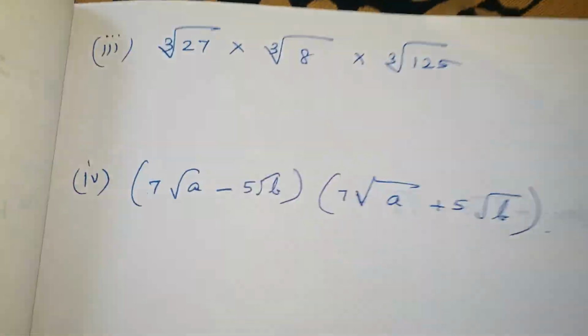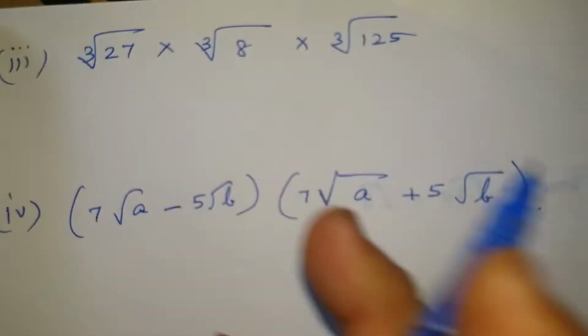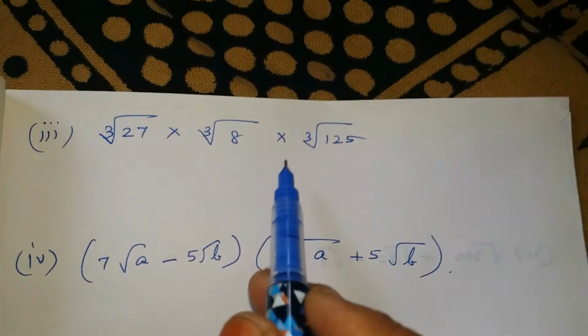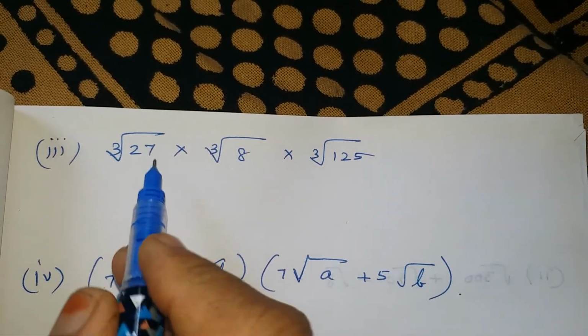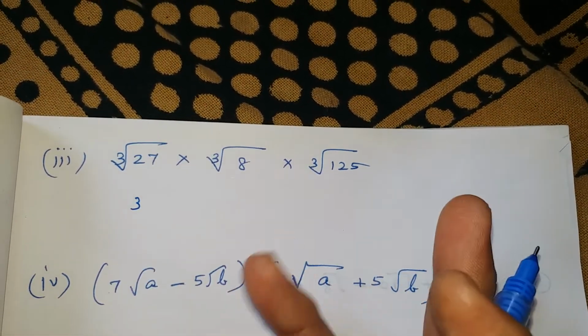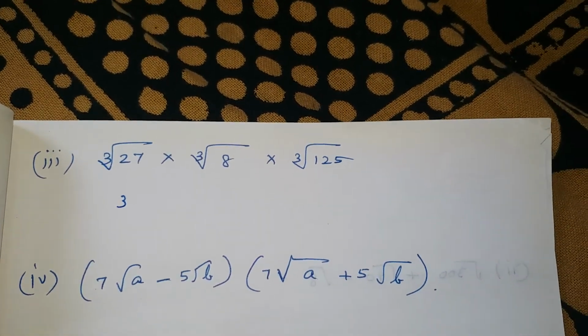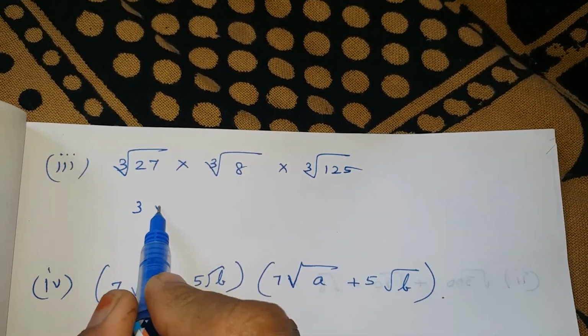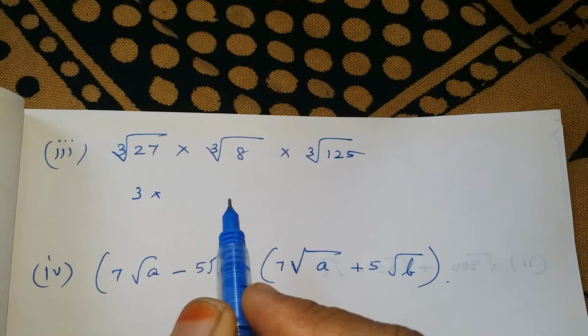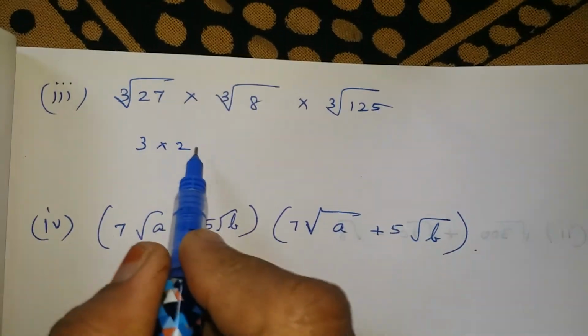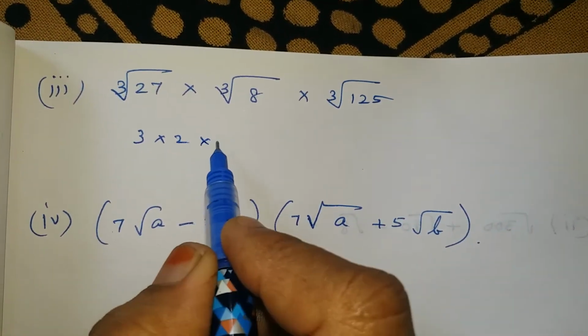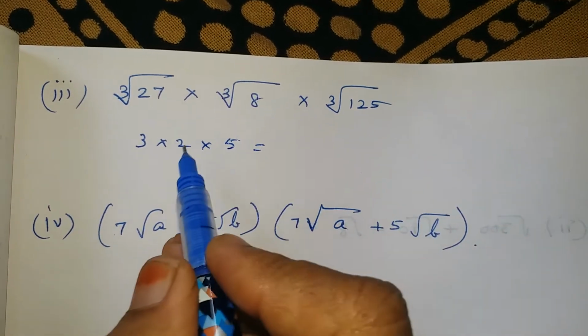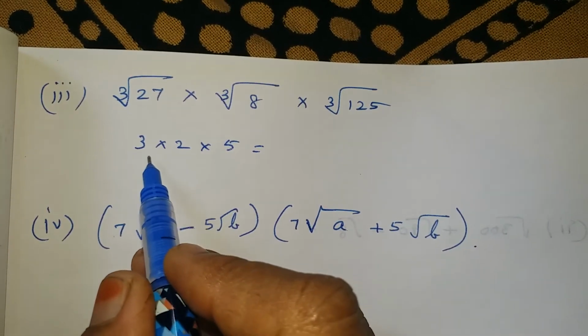Next is cube root of 27 into cube root of 8 into cube root of 125. You know cube root of 27 is 3. 3 into 3 into 3 will give you 27. Cube root of 8 is 2, 2 2s are 4, 4 2s are 8. Cube root of 125 is 5. So I have taken the cube root for all three values. Now you can multiply the answers.